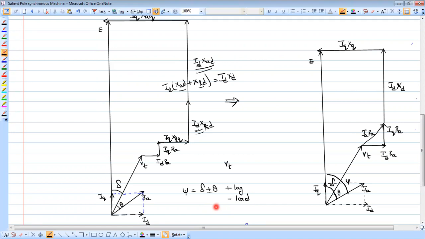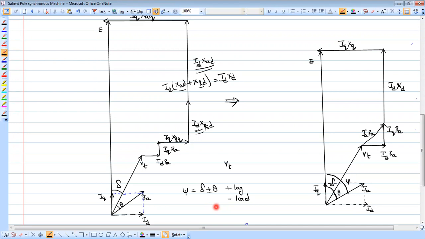That theory was proposed by Blondel. The scientist's name was Blondel, that's why it is named Blondel theory. Another name for it is two reaction theory. Why do we call it two reaction theory? Because here we are considering two reactances, direct axis reactance and quadrature axis reactance. That's why it is called two reaction theory, or Blondel theory. Okay, this is about reactances and the phasor diagram of the salient pole synchronous machine.